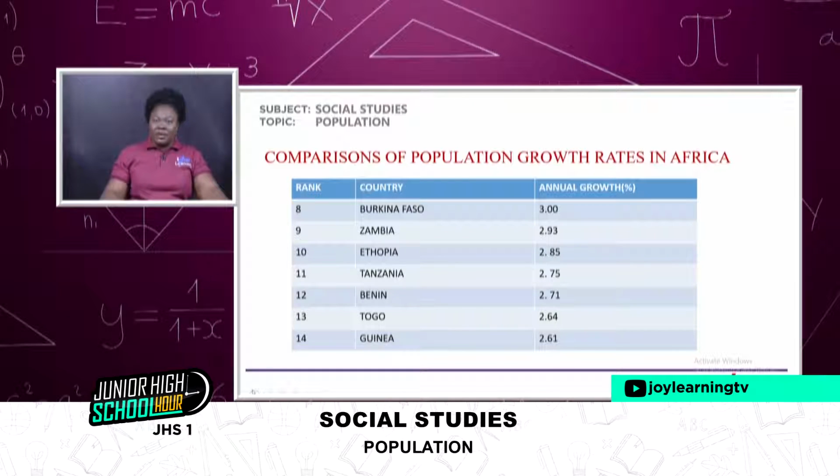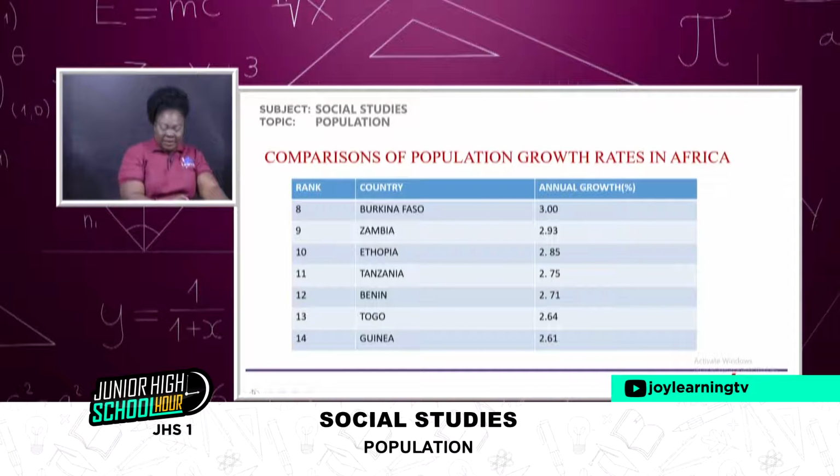Burkina Faso, can you see the annual growth rate? 3.00. Zambia, 2.93. Ethiopia, Tanzania, Benin, Togo. See, Togo is 2.64. That's our neighboring sister country, Togo. Guinea, 2.61.